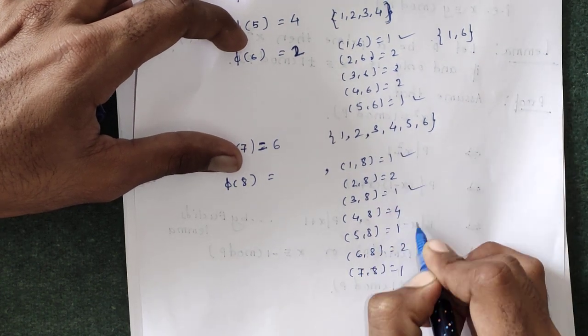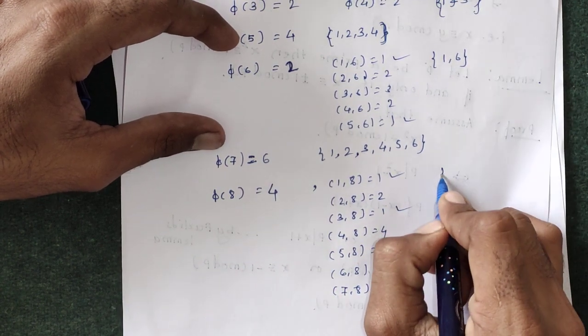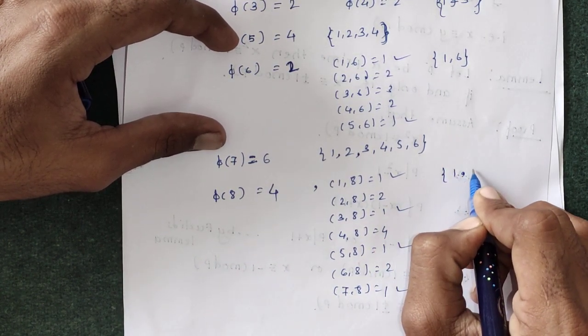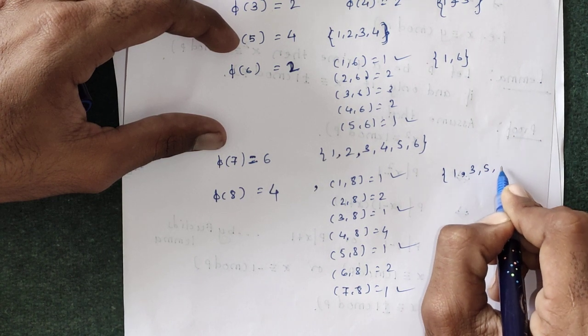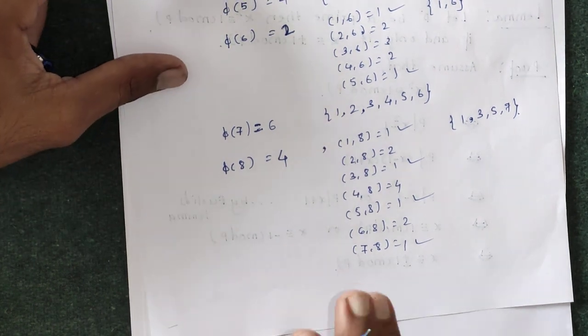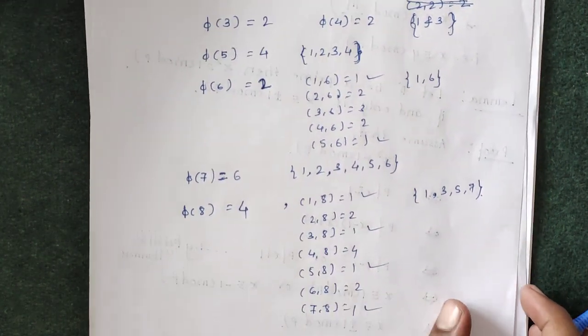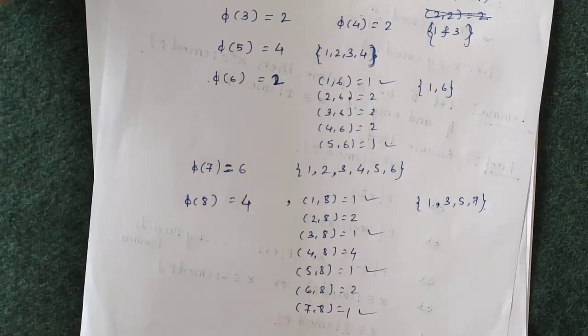So there are 1, 2, 3 and 4 integers which are relatively prime to 8. So the integers which are relatively prime to 8 are 1, 3, 5 and 7. Similarly we can find phi of any number. To find the numbers relatively prime to some positive integer m, there are some notes. First of all, we are going to take some notes. Using those notes, we can easily find the total number of integers which are relatively prime to that number.